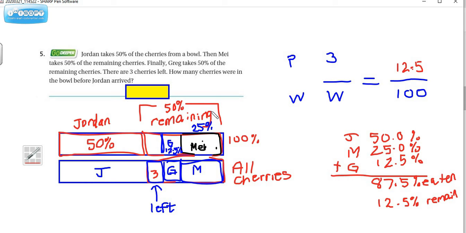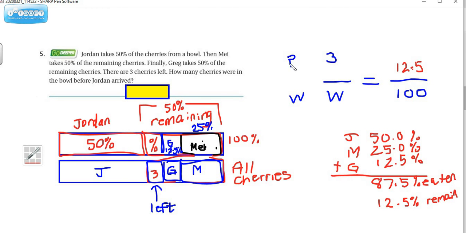Now, what does that mean remain? Because we need the percent for how much remain. If you subtract this number from 100%, which is all of it, you would get this, which is 12.5% that remain. All right, now, in order to figure out the all of it number, we have to use proportions.